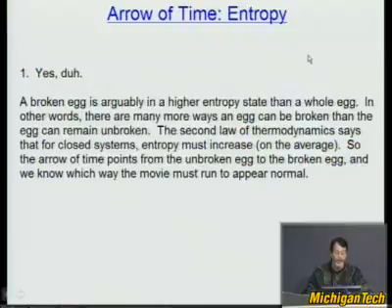A broken egg is arguably in a higher entropy state than a whole egg. In other words, there are many more ways an egg can be broken than an egg can remain unbroken. The second law of thermodynamics says that for closed systems, entropy must increase on the average. So the arrow of time points from the unbroken egg to the broken egg, and we know which way the movie must run to appear normal. So we finally found a movie you can watch, but it doesn't appear to involve individual particles interacting with microphysics.